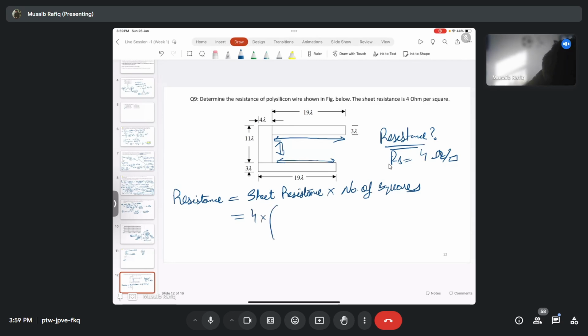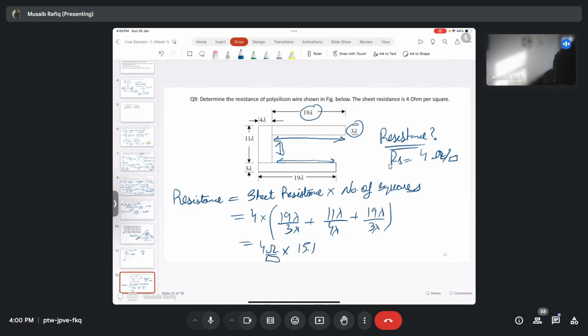The sheet resistance is 4 ohm per square. The number of squares from this horizontal segment is 19 by 3, plus this one is 11 lambda by 4, plus this one is 19 lambda by 3 lambda again. So this is equal to 4 ohm per square multiplied by 15.416, which equals 61.67 ohm. So the resistance comes out to be 61.67 ohm.